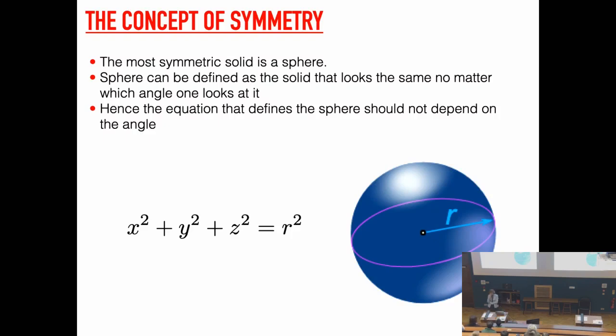So first, what is the concept of symmetry in geometry? That's something that we all understand. So for example, the most symmetric solid is a sphere. And the sphere can be defined as the solid that looks the same no matter at which angle we look at, okay? So this means that if I write down the equation of a sphere, it doesn't have to depend on any angle, okay? And in fact, it doesn't, okay?